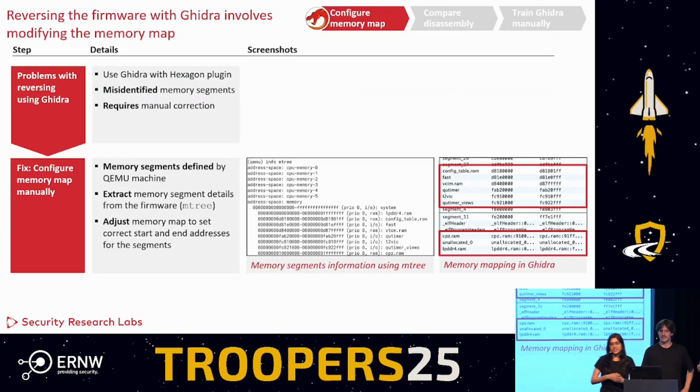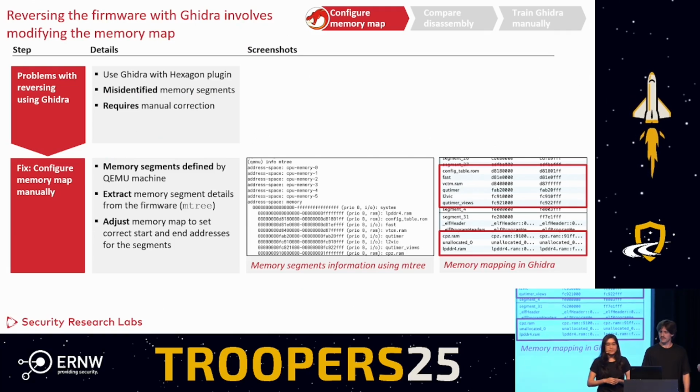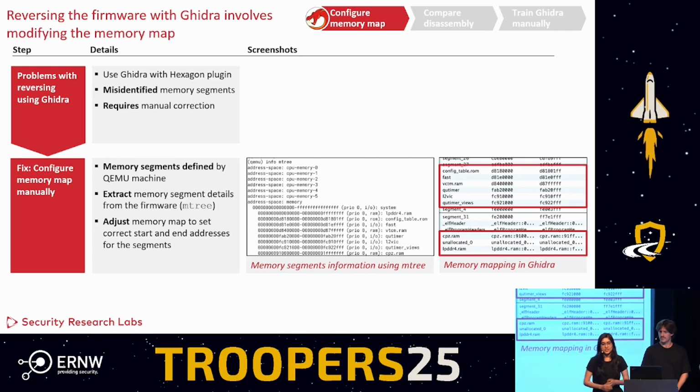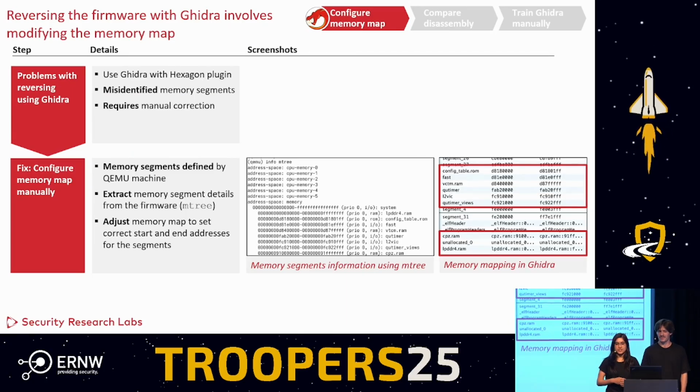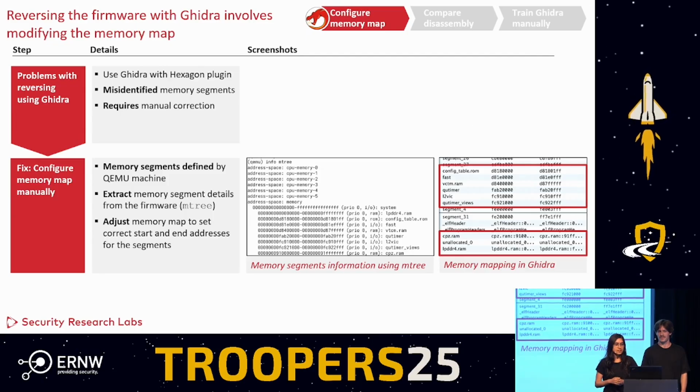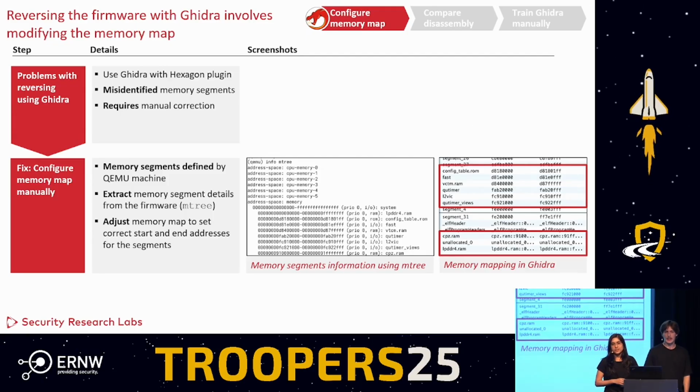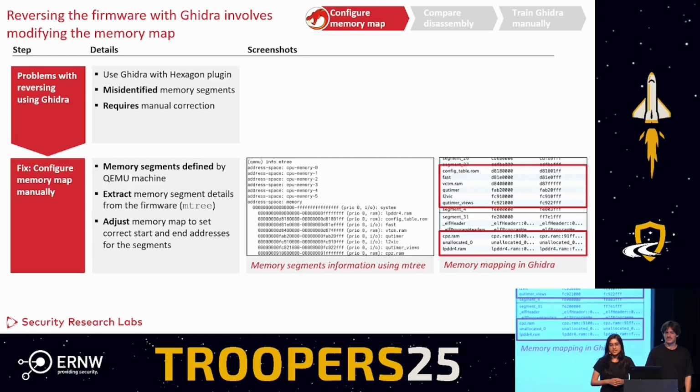So first thing we do is open the firmware in Ghidra, and it doesn't work because Ghidra cannot understand Hexagon architecture. So we have to use a plugin. There are open source plugins available on GitHub. We have to compile Ghidra manually with this plugin and then open the firmware.